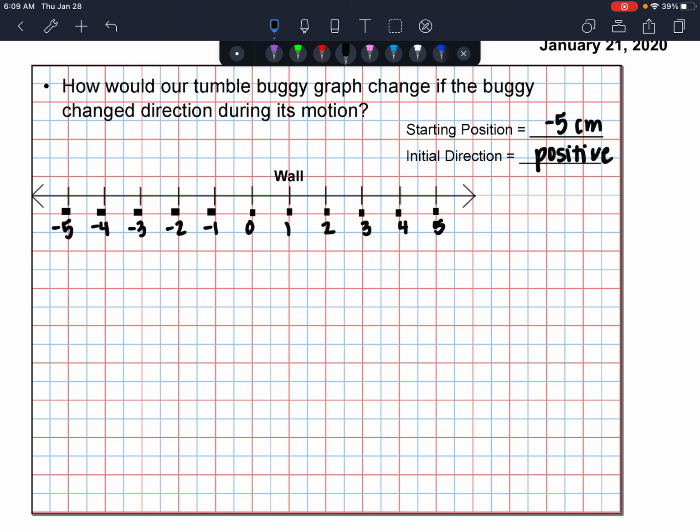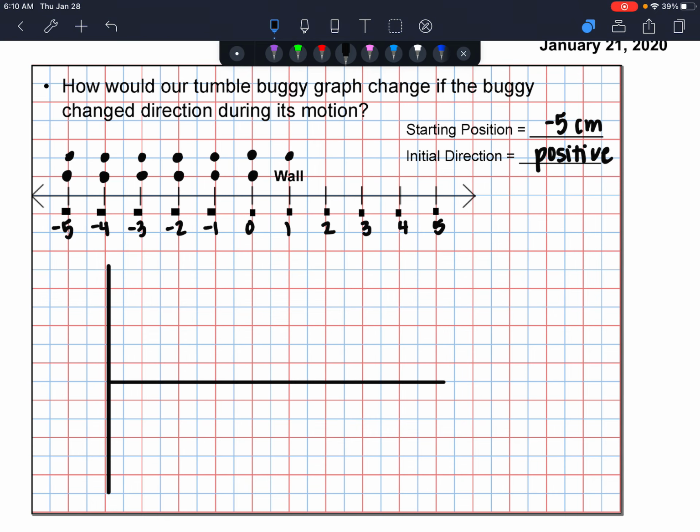Now let's say instead of starting at 0, we started at a negative value, like -5, and moved in the positive direction. I'd see my buggy moving to more and more positive values, and then after hitting the wall, it would change direction, producing lines or dots like this. Now, how would that look on a graph?